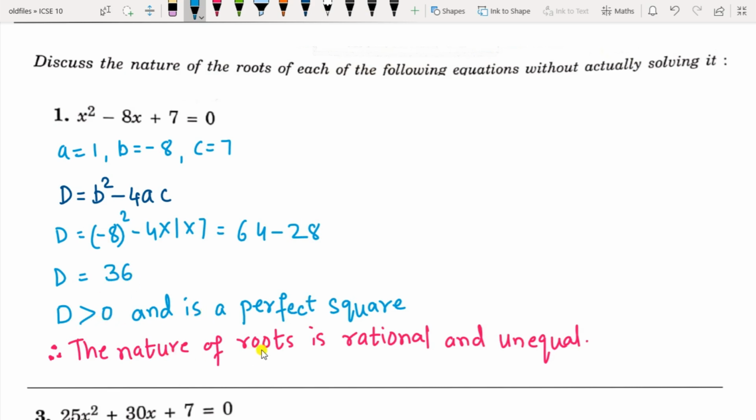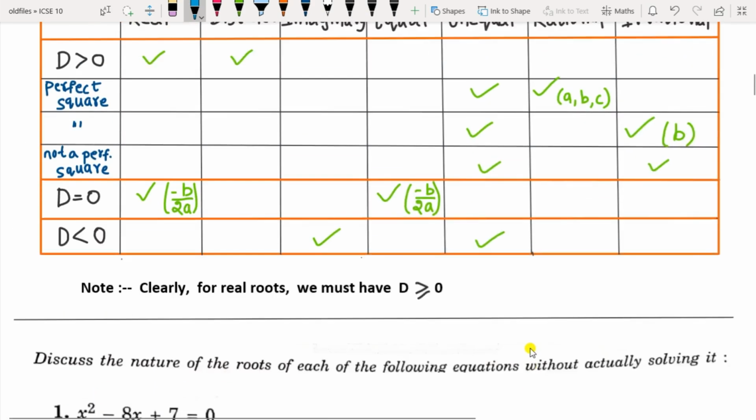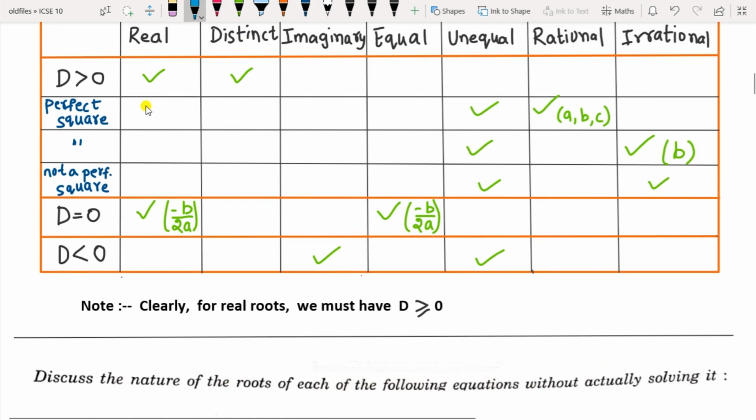Therefore the nature of roots will be rational and unequal. You can see from the chart above, that D is greater than 0 and it is a perfect square, so it is rational and unequal.